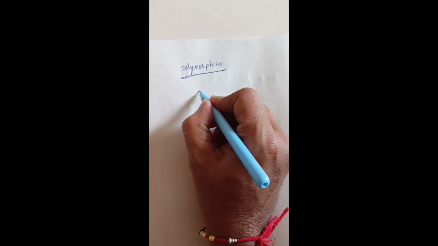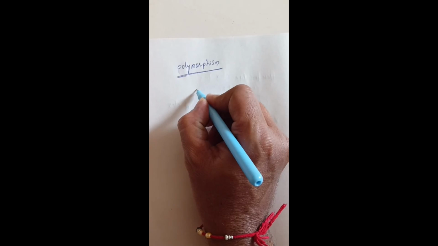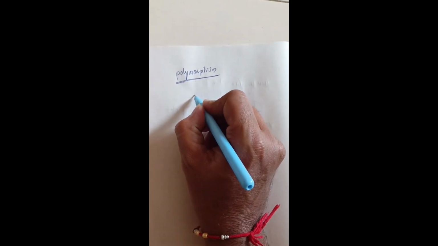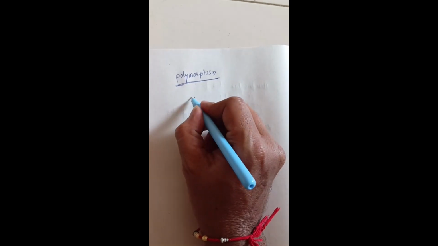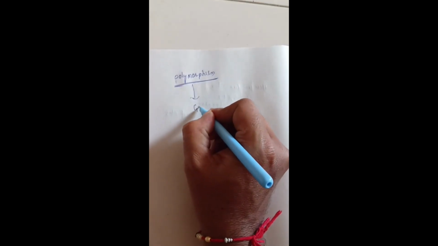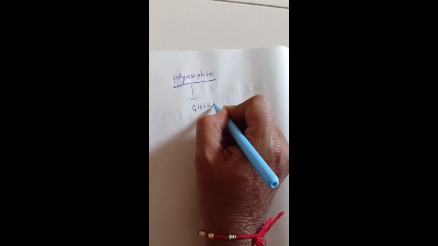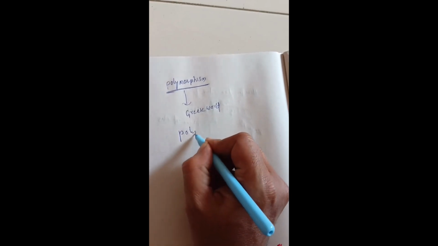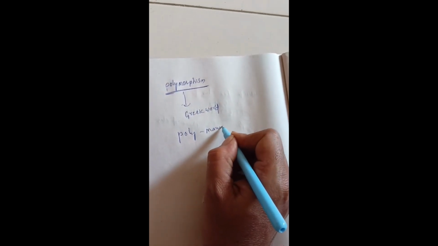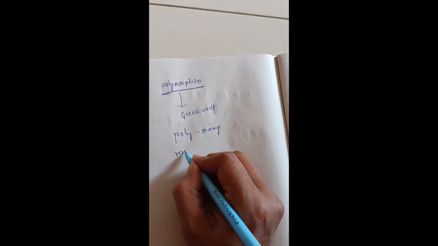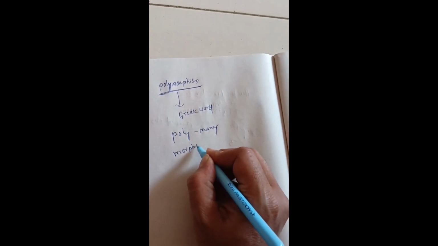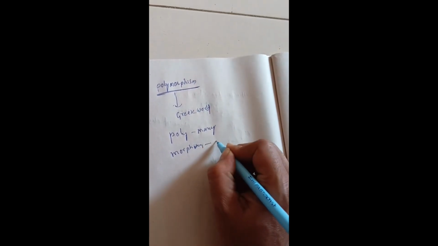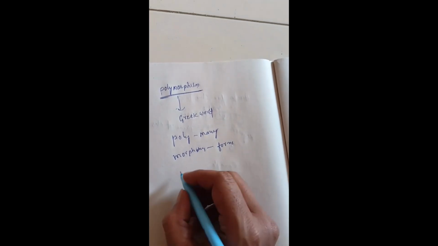Hi friends. The next topic is polymorphism. Polymorphism is a part of the OOPS concepts. Polymorphism is taken from the Greek words. Poly means many, and morphs means forms.